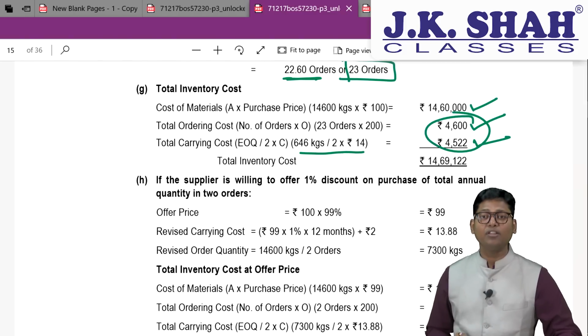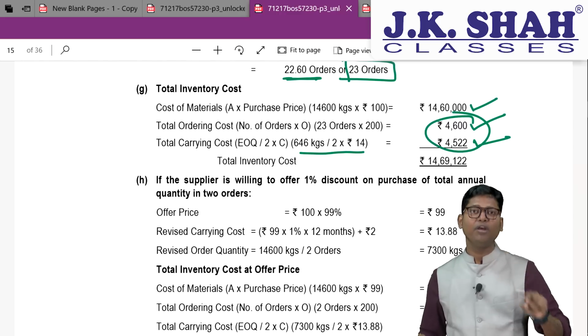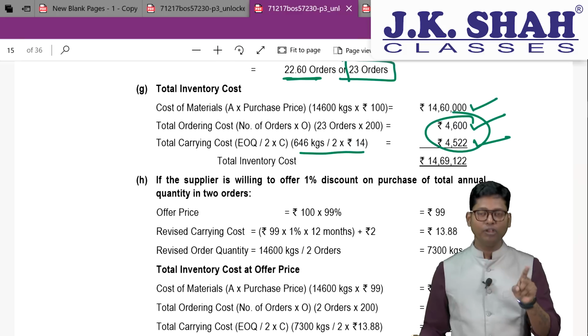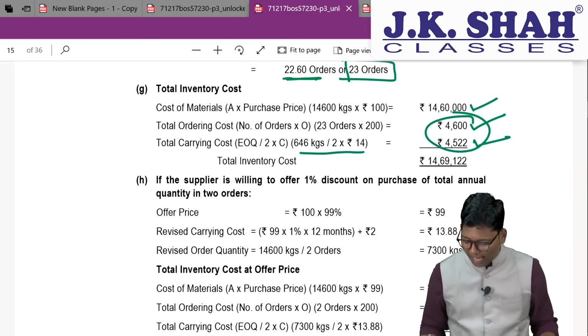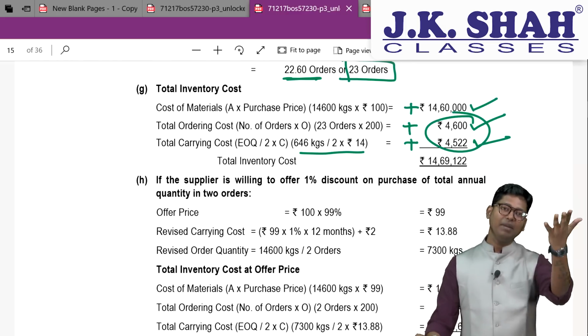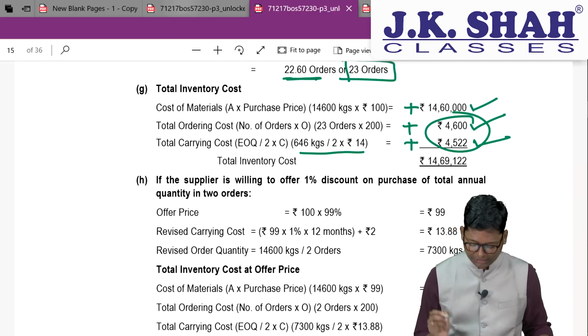These costs are not coming the same because you have rounded off the orders. If you are not rounding off the orders, in that case, you will get the exact figure. If you are taking the full fraction, then simply you need to add up all three calculations: purchasing cost, ordering cost, and your carrying cost. Ultimately, you are going to get the total inventory related cost. So point number G is also done.